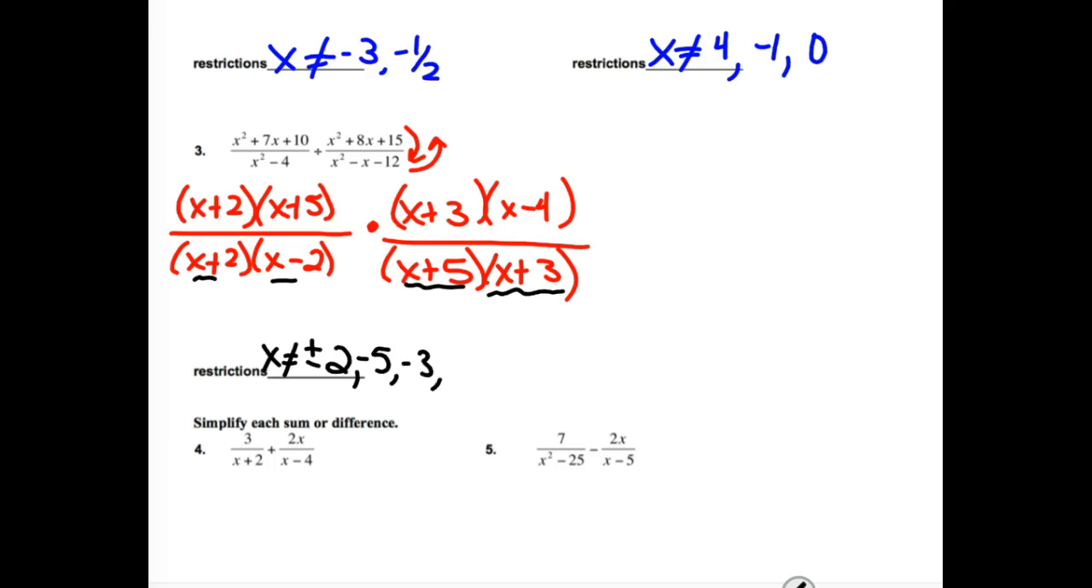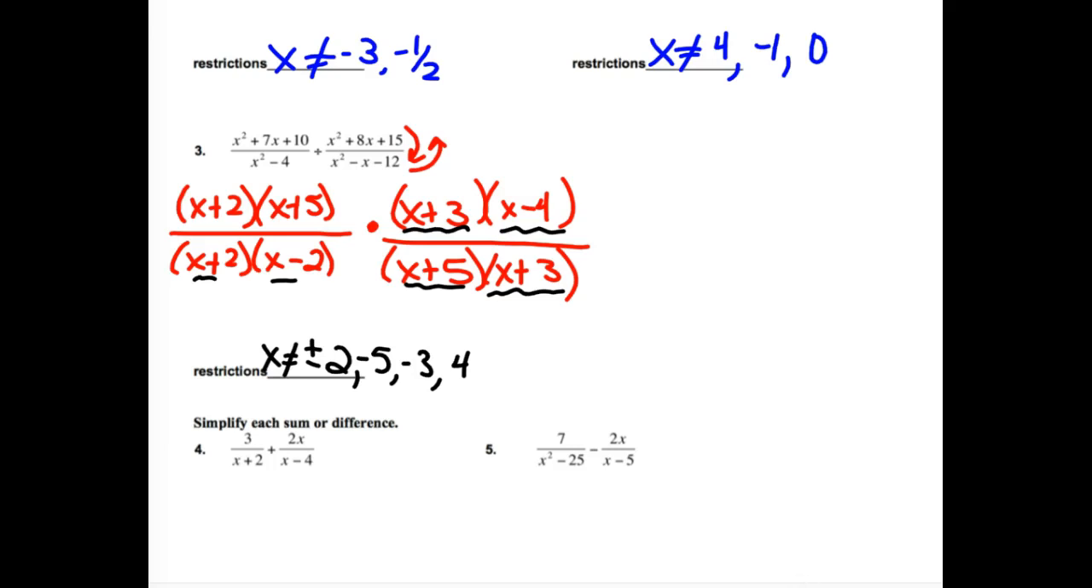Am I done? No. Where else do I have to look? Yes. I have to look up here. X can't be negative 3, which I already listed, and x can't be a 4. I have to include those because that used to be the denominator, right, before I took the reciprocal.